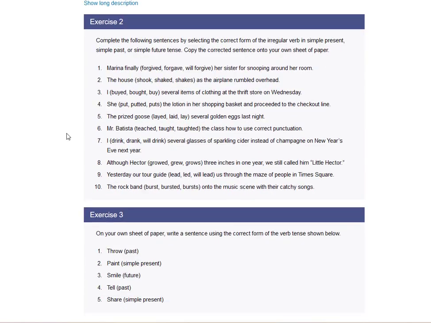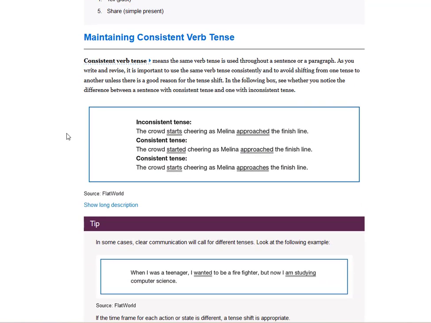And yeah, you just got to memorize them. And it's really hard for ELL, English language learners, to memorize it.